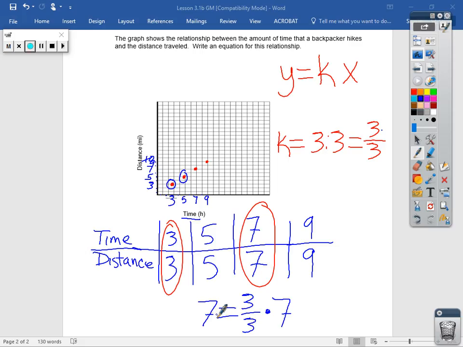And I hope that you guys all realize that a 3 over 3 or a 7 over 7 or a 9 over 9, if the same number is on the numerator and the denominator, it equals 1. So 1 times 7 is going to equal 7. So we know that's right. And there we go. 3.1b. Enjoy.